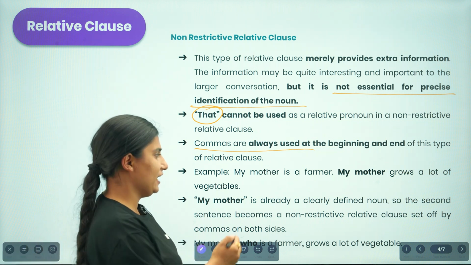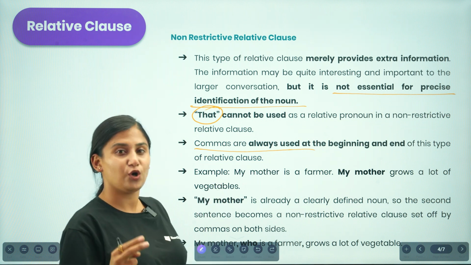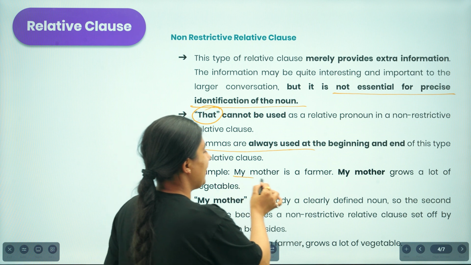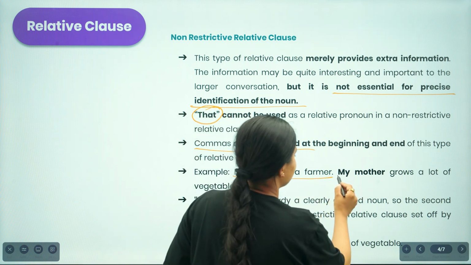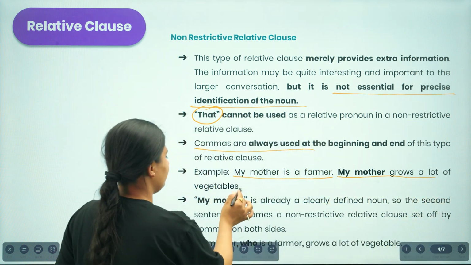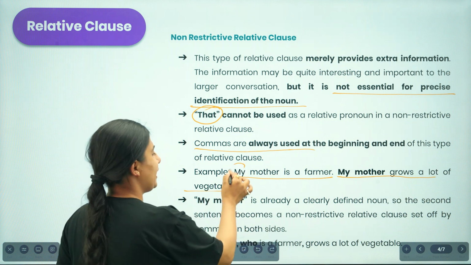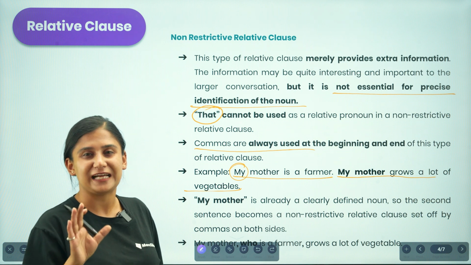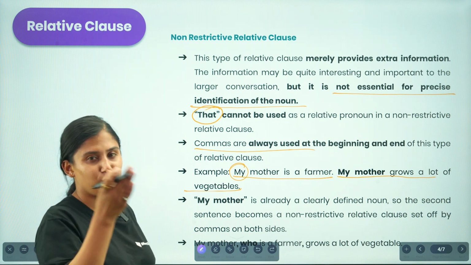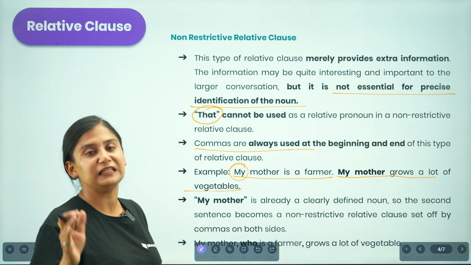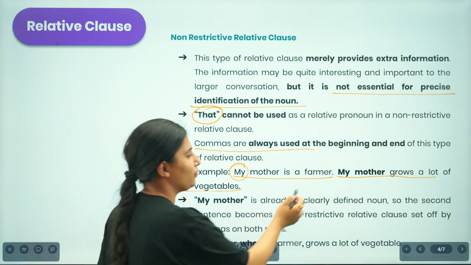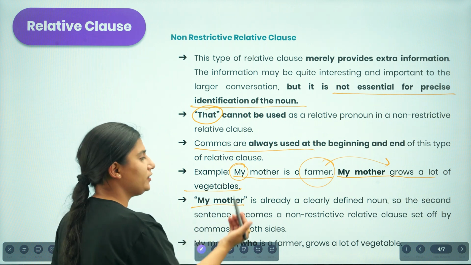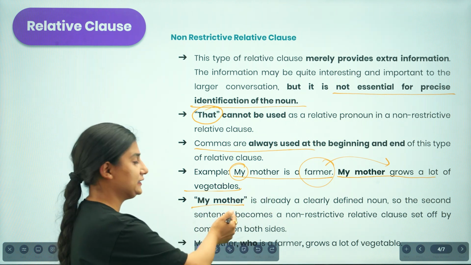For example, here I have two sentences that are talking about my mother. They provide us information about the mother. The sentences read: my mother is a farmer, or my mother grows a lot of vegetables. Both provide similar insight. We can either say that my mother grows a lot of vegetables, or we can just end it by saying that my mother is a farmer, because the work of a farmer of course is to grow vegetables, right? So my mother is already clearly defined in these sentences.